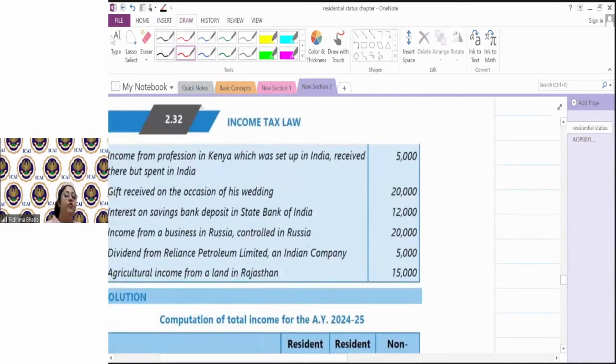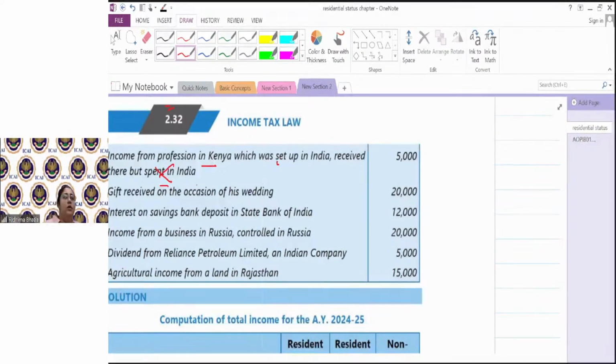थोड़ा सा रहेगा. Income from profession in Kenya. बिजनेस का है केन्या में which was set up in India. Received there but spent in India. Spent in India does not matter. First of all, income from profession in Kenya which was set up in India. इसका मतलब क्या है? Basically, I am a designer.